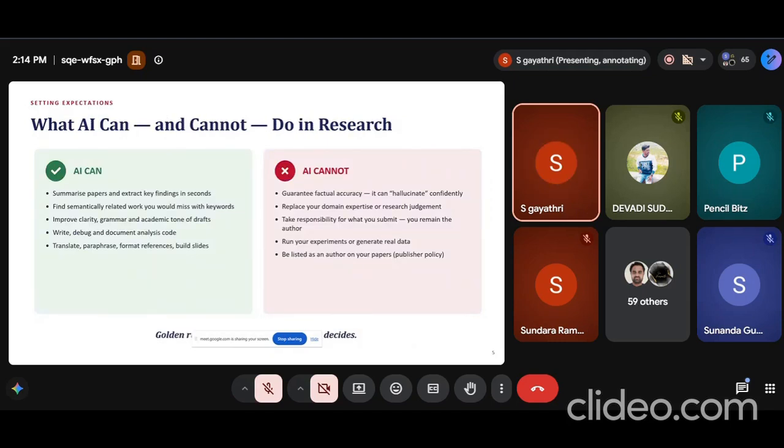Before the tools, the boundaries. On the left, what AI genuinely can do: summarize a paper in a second, find related work that a keyword search misses. So even if you type a keyword in your Google Scholar or Sci-Hub, anywhere, you might miss a few research papers which are really relevant to your work. But if you use AI, it will find them, or summarize the paper exactly with the keywords which you're presenting to it. What other thing can an AI do?